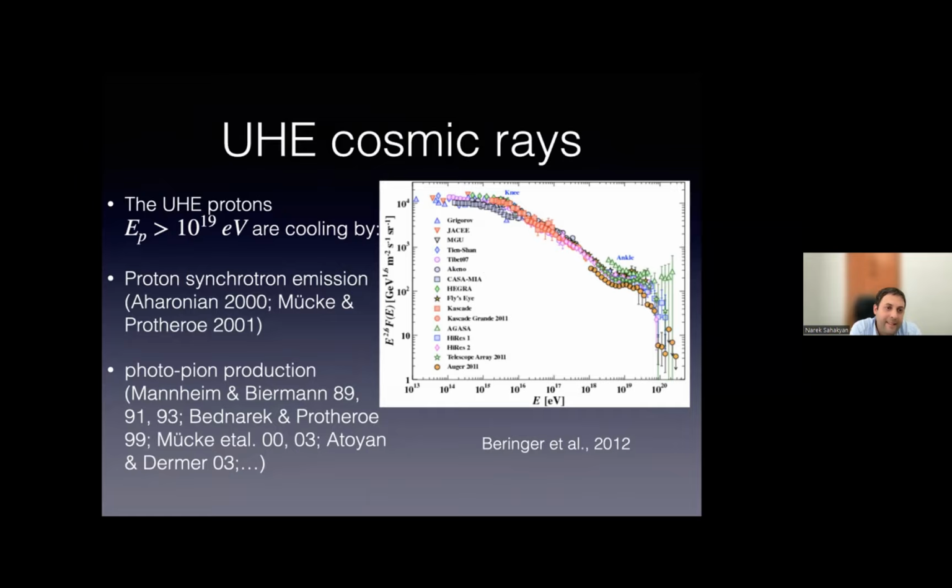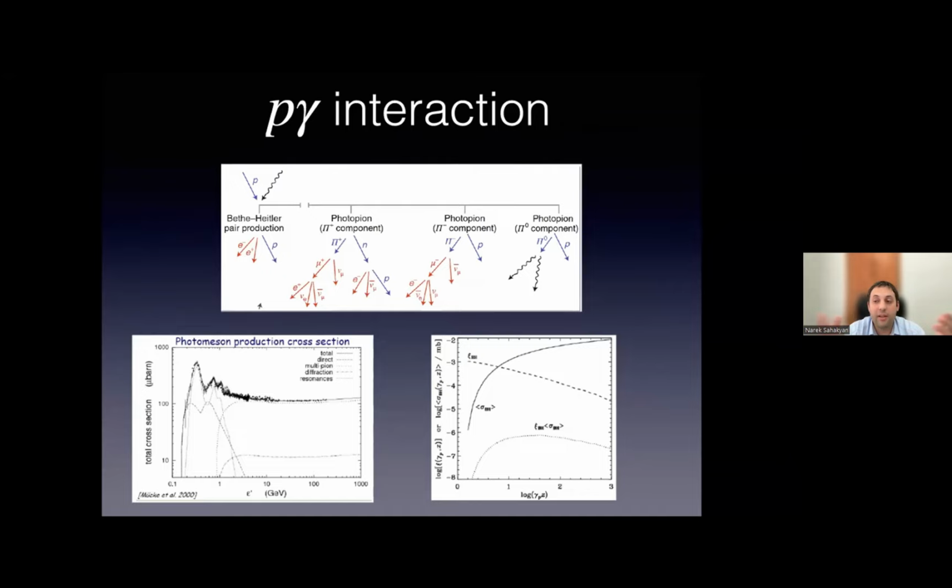So this means that in blazar jets, the protons could in principle be accelerated to those energies. When you have these ultra high energy protons, they can interact with the photons, either through Bethe-Heitler pair production, or, if the threshold is above the delta resonance, you can produce neutral and charged pions, and then you also form photons and neutrinos.